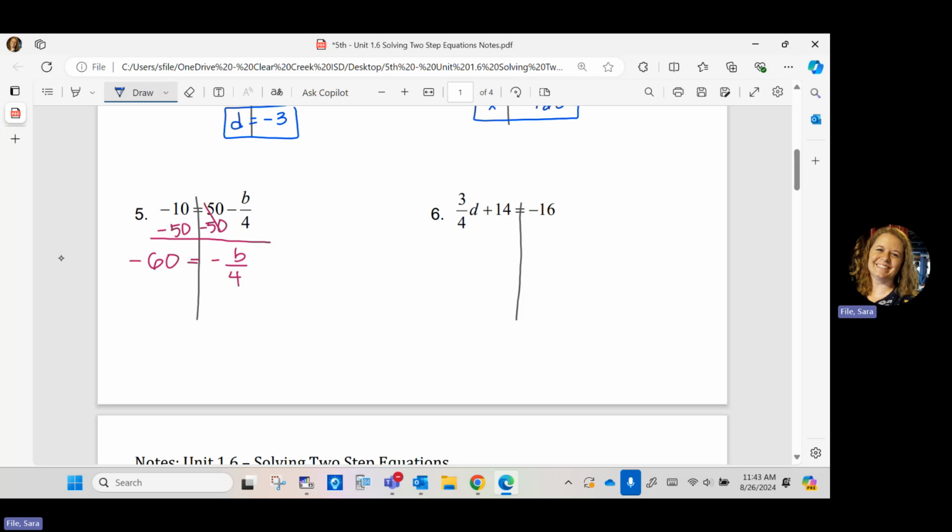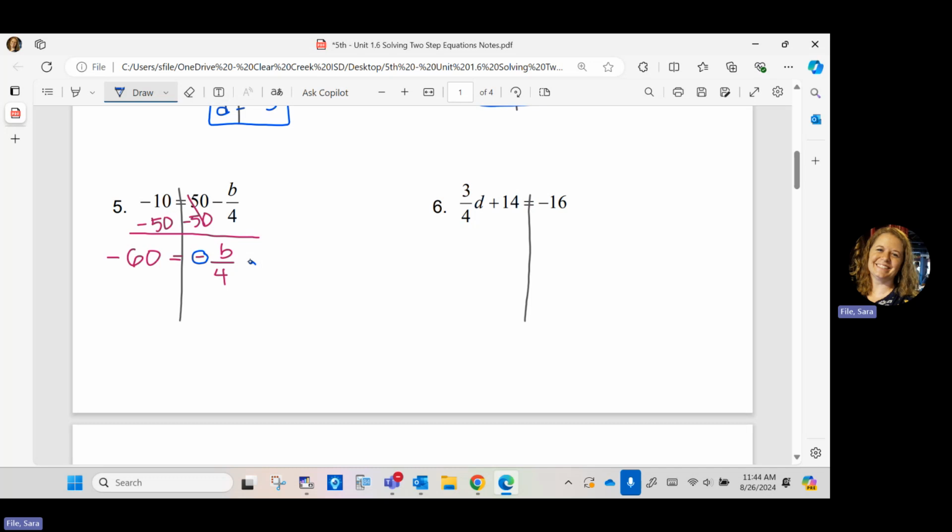All right, so now I want to get rid of this. This is a -4 that's being divided. So I'm going to multiply by -4 because I want the negative to cancel and the 4s to reduce. So I'm multiplying this side by -4, and I get rid of the 4 and the negative over here. So then a negative times a negative is a positive, and the 4 times 60, 6 times 4 is 24, so it's 240.